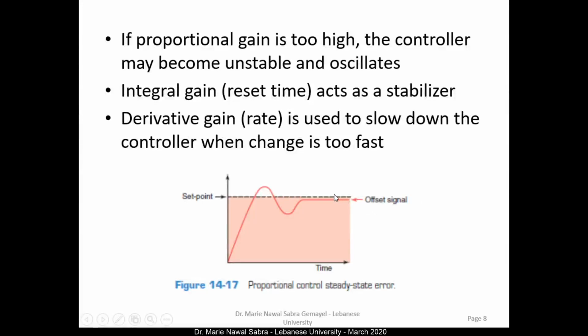Another problem is that usually when I have a proportional gain only, I have an offset error. So whenever it reaches the set point, whenever it stabilizes, it still doesn't stabilize to the exact value. The integral gain, which is also called reset time, acts as a stabilizer. It stabilizes the signal and corrects this offset error. The derivative gain, which is also called the rate, is used to slow down the controller when the change is too fast. So the integral and the derivative together help the controller to start quickly, reach the set point in a faster way and without overshooting.